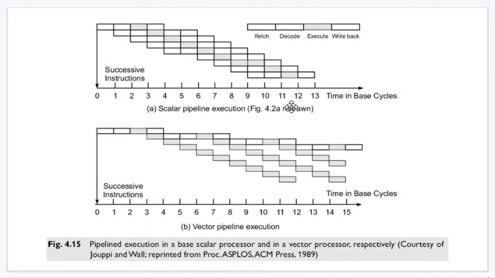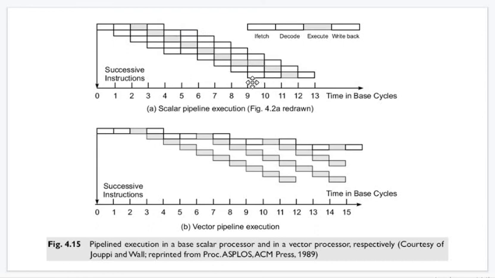Normal execution, you can think of this as your CO concept, what we have studied in our old days. Normal pipelining: first instruction fetch, decode, execute, write back. First instruction decode, next instruction fetch. First instruction execute, next instruction decode. First instruction write, next instruction execute. Like that it continues based on the different number of stages.